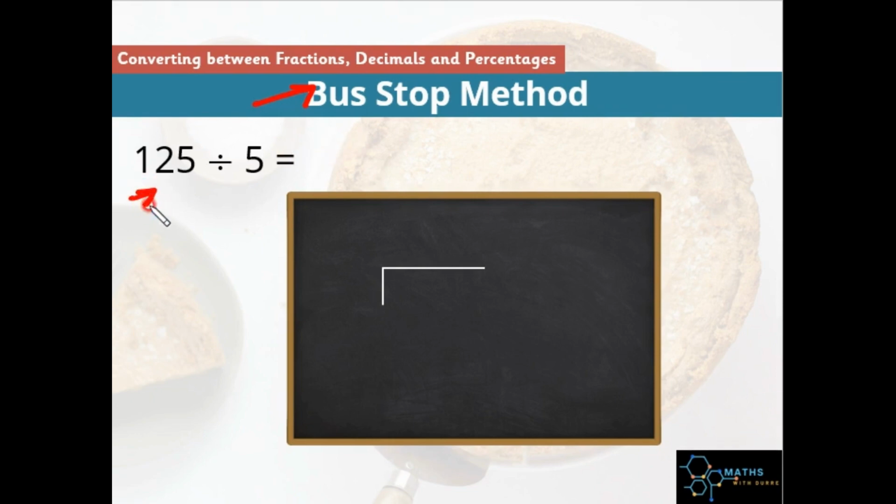There is an example: 125 divided by 5. Step 1 says what? At step 1, you have to set up your bus stop. Look at this, this is just like a bus stop. Remember, the first number goes inside the bus stop, which is 125, and the second number will go outside the bus stop. Now start division as a normal division.